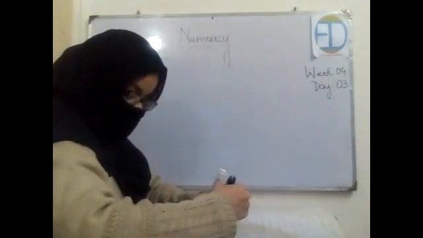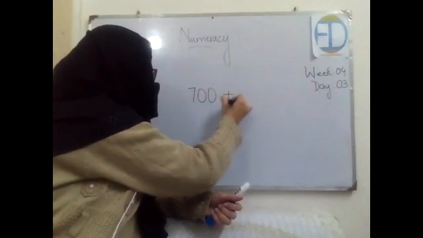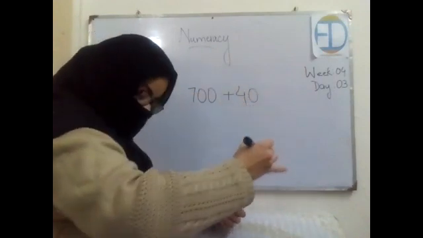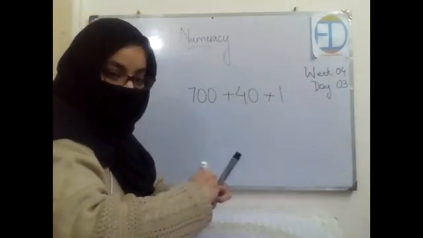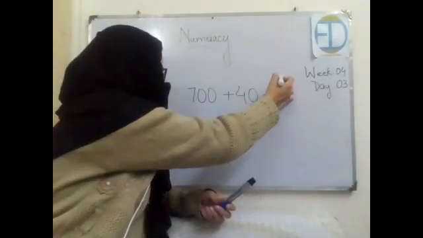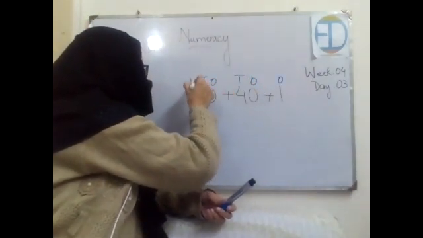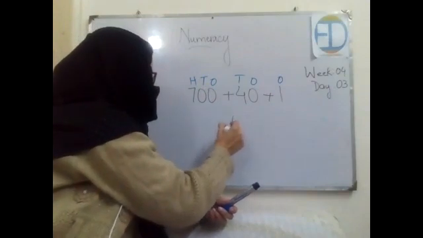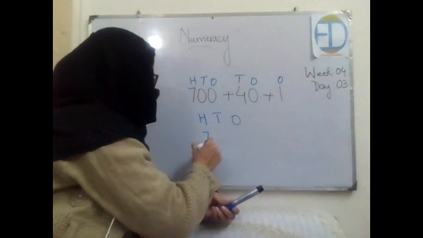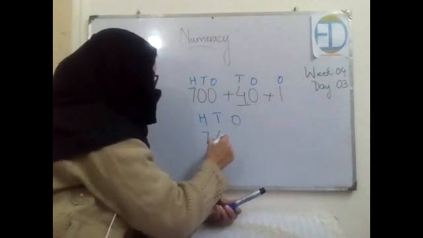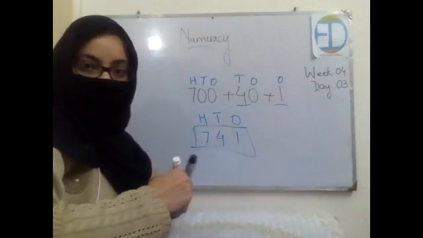Okay, let's solve the next one together as well. 700 plus 40 plus 1. First write the place values: ones, tens, and hundreds. Till 100. So first write the place values. Now what is the number at hundreds place? 7. What is at tens place? 4. What is at ones place? 1. So the number is 741, got it?